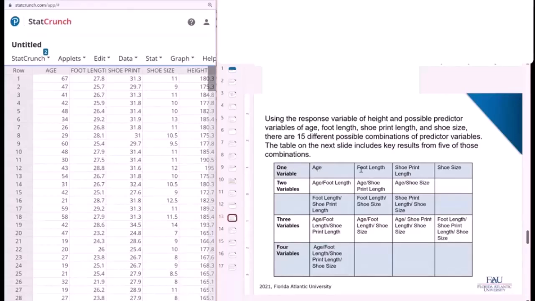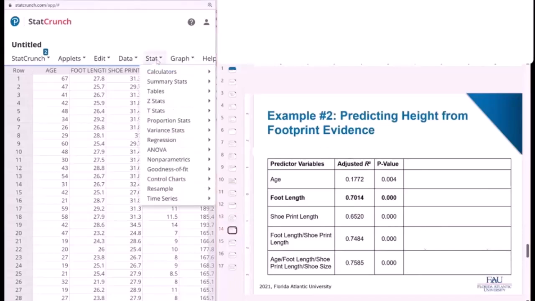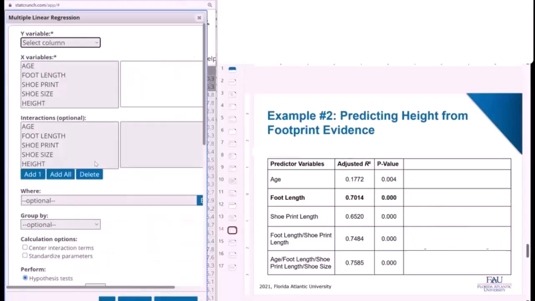One variable, I have age, foot length, shoe print length, and shoe size. Or I can use two variables, age and foot length, age and shoe print length, or age and shoe size, and so on. These are all the possibilities. If I look at Stat, Regression, Multiple Linear, I'm going to use that for everything because that way I can easily change it. My y variable is height because I'm predicting height.